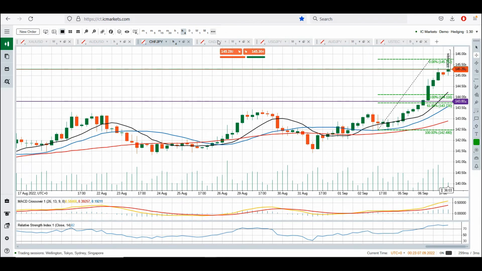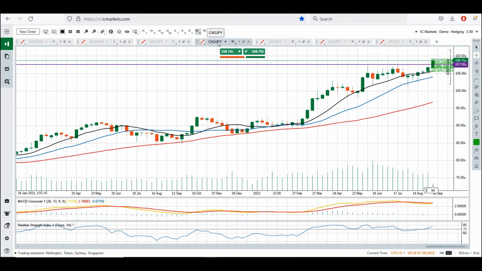A similar one would be CAD yen. So again, let's take a look at the weekly chart, and we can see that area here. This is the spike, the higher high that we got to before we pulled down. So we've got here around the 107.6. We do have moving averages fanning and in the correct order for an uptrend.